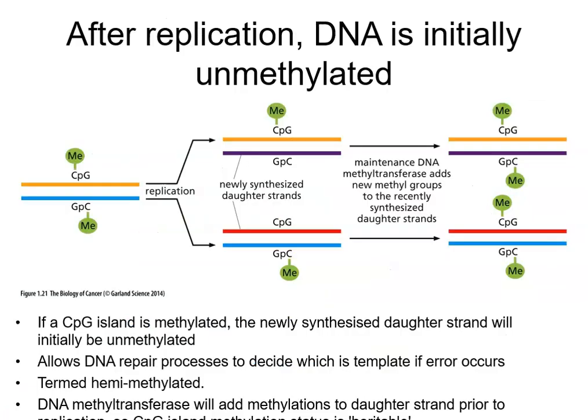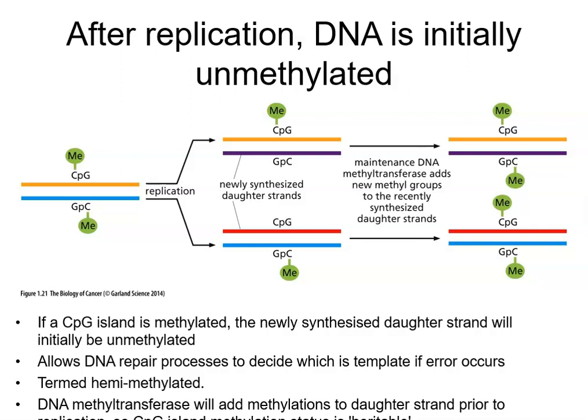Now, after DNA replication at the replication fork, newly produced DNA is initially unmethylated. So if you think back to your lectures on the replication fork and Okazaki fragments and all of that type of thing, you know that DNA is antiparallel. You separate that DNA at the replication fork, you get a leading and a lagging strand where you get synthesis of new strands of DNA.